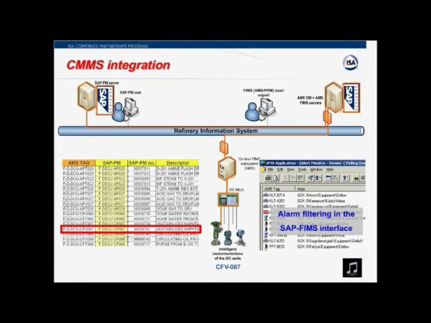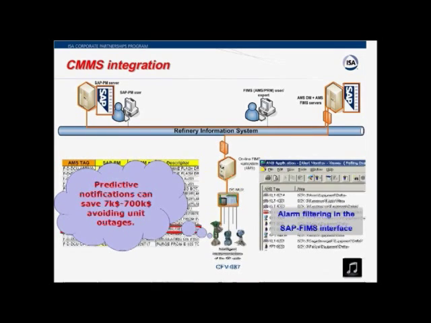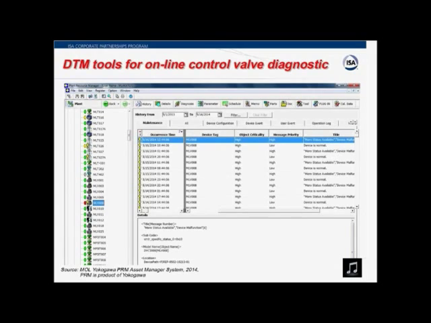Here, using predictive notifications, we can save a huge amount of money avoiding unit outages. Here you can see an example picture, the tool our experts use under PRM software for control valve diagnostics. On the left side you can find a list of assets. In the middle there is a history viewer with the events. You can see the object criticality and the message priority. These two important parameters help us to select the most problematic items.